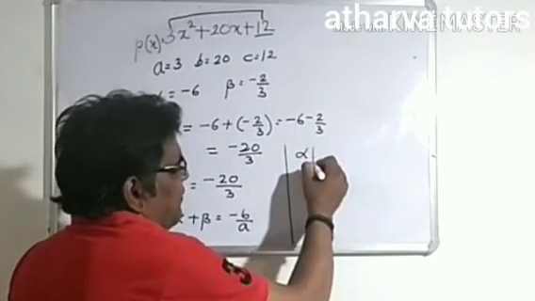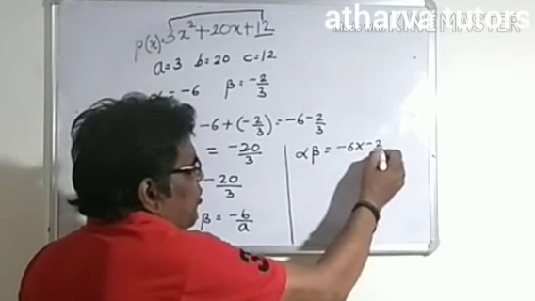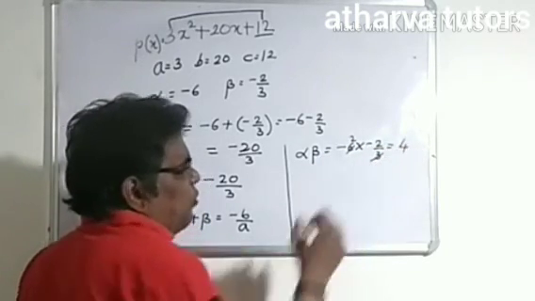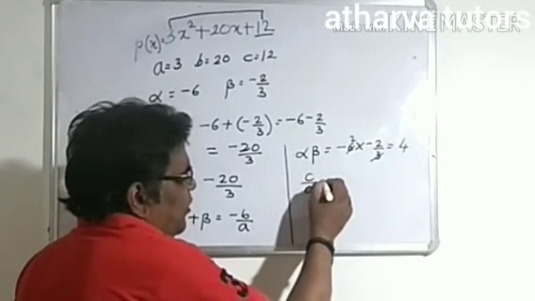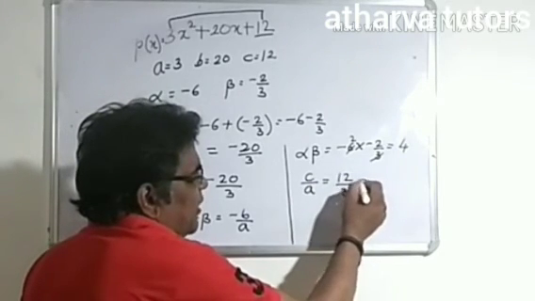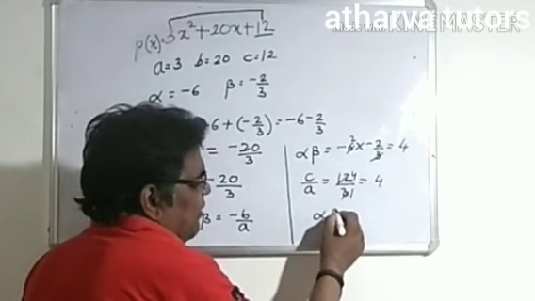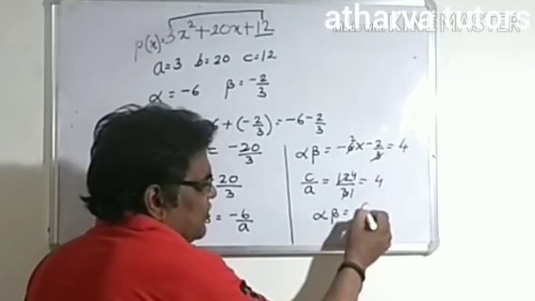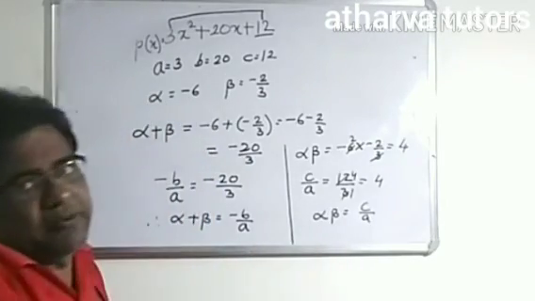Now the second part is regarding product. So what is alpha into beta? Minus 6 into minus 2 upon 3. This 3 times 2, minus into minus, will be 4. Now if alpha beta is equal to c upon a, c is 12 and a is 3, 3 times 4 is 12, this is 4. So you say alpha beta equals 4. Alpha beta equals c upon a. Then you write therefore or hence verified.